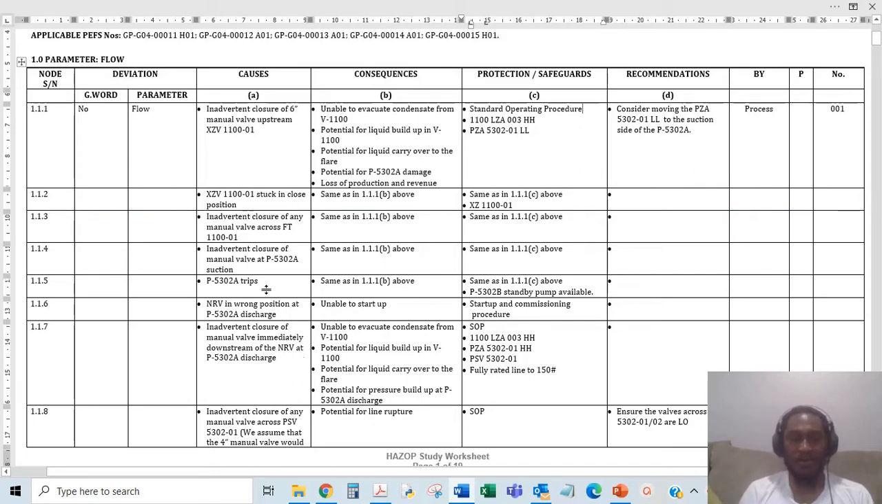Okay, going further, this is the next one. This is a manual valve. Manual valves can only be inadvertently closed. They do not fail in closed position. They do not get stuck, because you actually have to open them yourself. And they're manual.